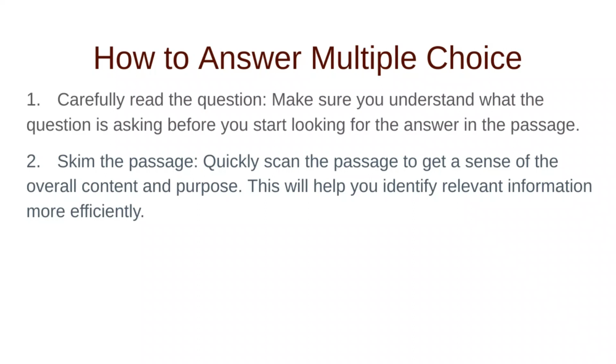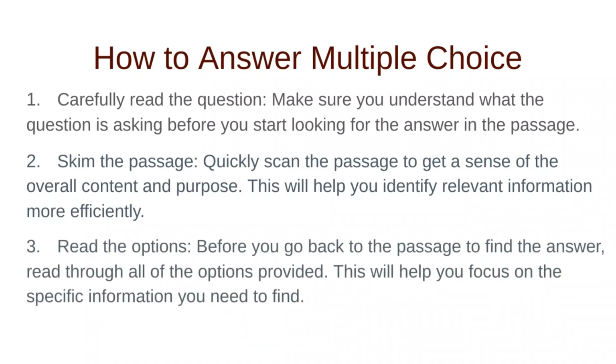What you're particularly doing here is looking for key words from the question in the passage. This will help you identify the correct part of the passage in order to answer the question. Number 3. Read the options before you go back to the passage to find the answer. Read through all of the options provided. This will help you focus on the specific information you need to find.